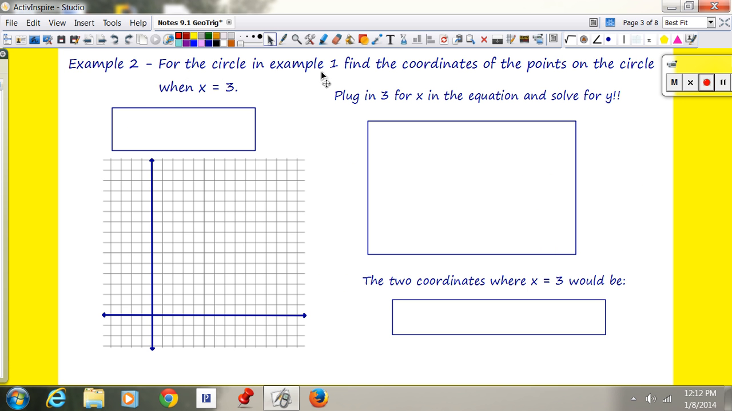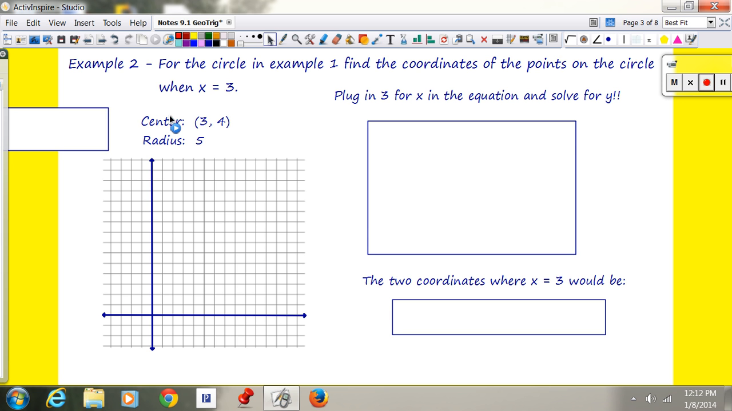For the circle in example 1, find the coordinates of the points on the circle when x equals 3. Okay, so when x equals 3, we know the center from example 1 was 3, 4. That's right here, so draw a point there. We know the radius was 5, so we're going to draw a circle that has a radius of 5. So I went 5 this way, 5 this way, 5 this way, 5 this way. Try to draw in your circle. If you have a compass, then use your compass, put it on here, 5, and draw the circle in.